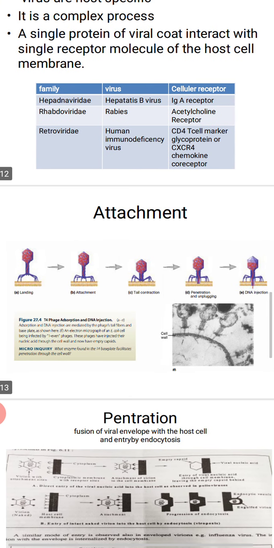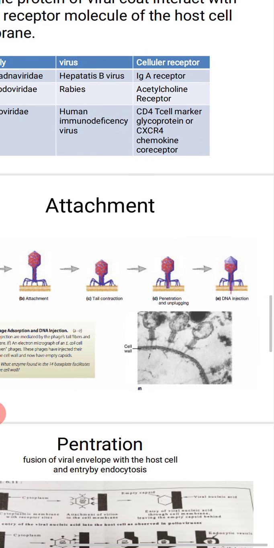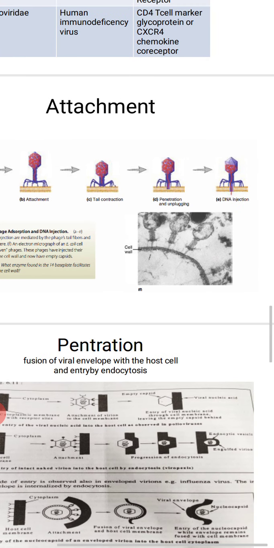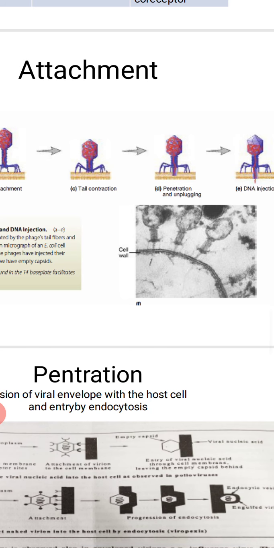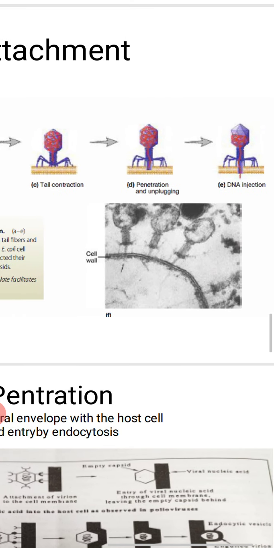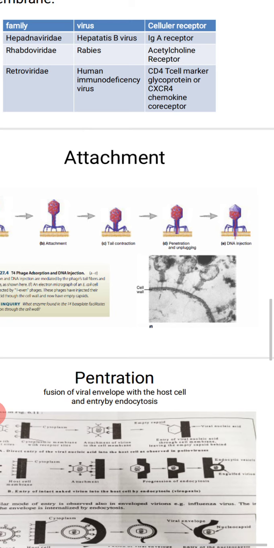The attachment is shown here: the landing, the attachment, the tail contraction, and the penetration, which is by phage lysozyme. It makes a hole and the DNA is injected into it, and the DNA injection is shown here. This is a picture caught in an electron microscope. You can see them injecting their DNA into the cell. And penetration.